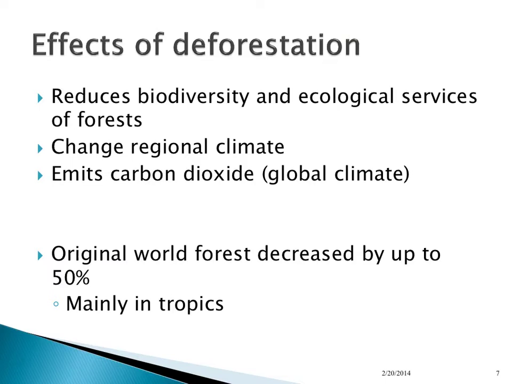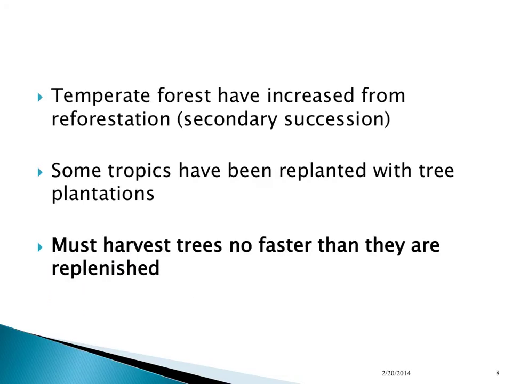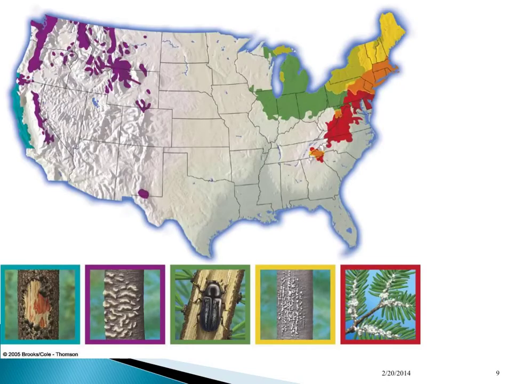Original world forests are decreased by up to 50%, so we're really hammering these, and a lot of that's in the tropics. We'll talk about why the tropics is going soon. Temperate forests, of course, have increased from reforestation. Secondary succession works very well around us because our soil is very nutrient rich. Some tropics have been replanted with tree plantations, which don't always grow well because the nutrient level in the soil, of course, is very low. We must harvest trees really no faster than they are replanted.